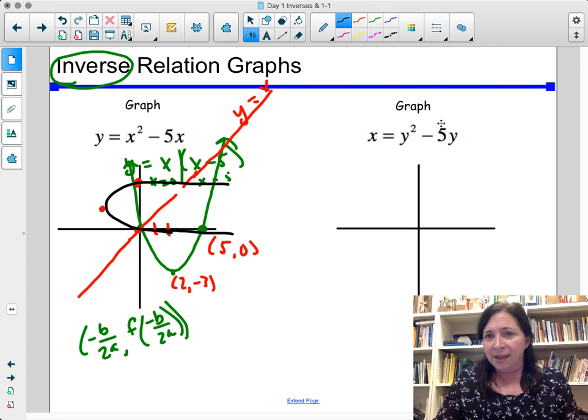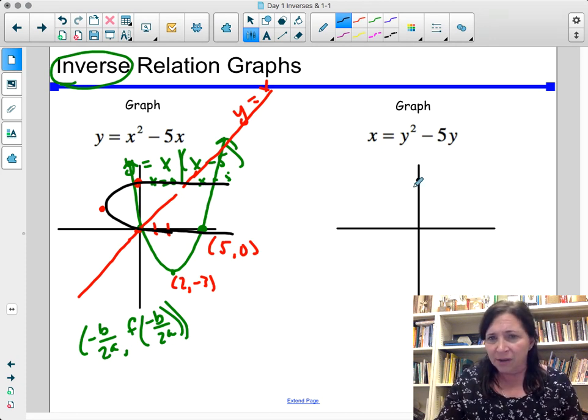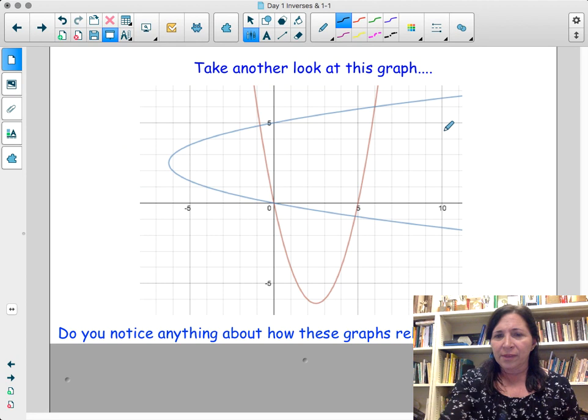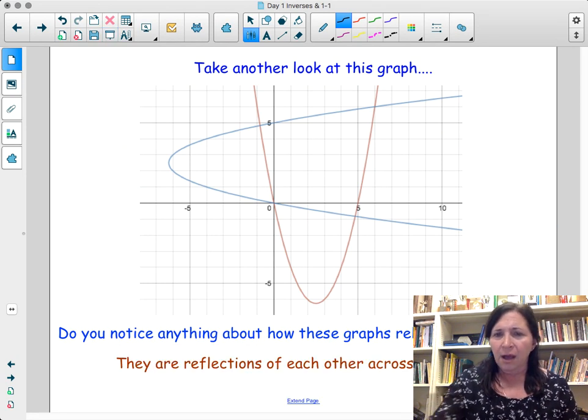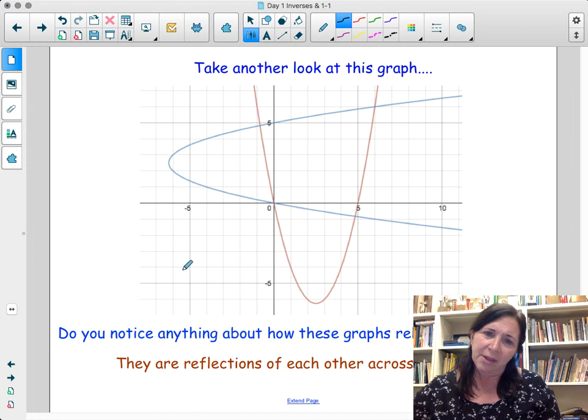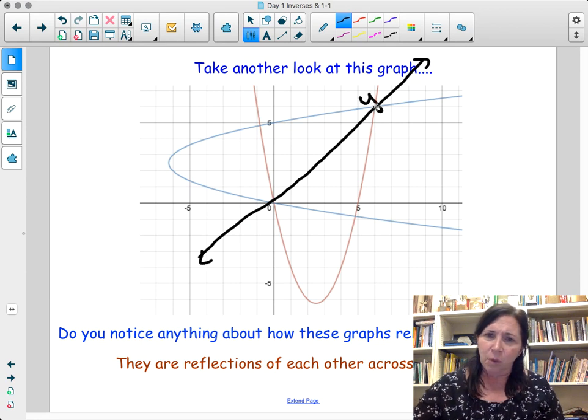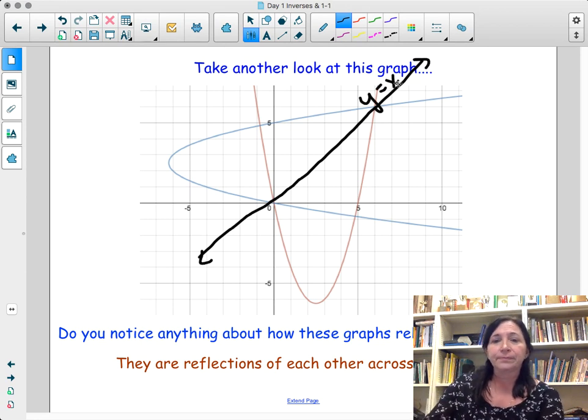Absolutely. And in fact, what this does here is this gives me this value like this, okay? And that's what that is. So this right here, do you notice anything about these graphs? What you should say is that you should notice that there is a reflection across y equals x. So there's your y equals x.